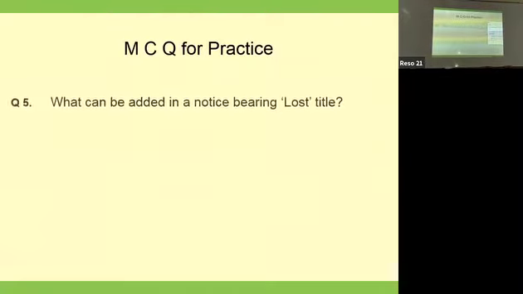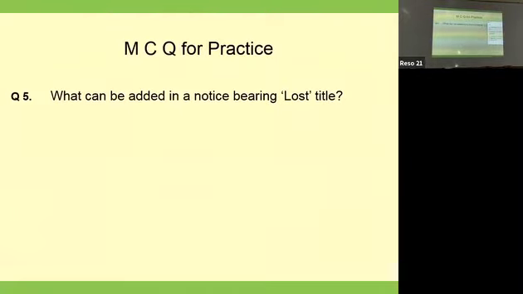Next. What can be added in a notice bearing lost and found? Lost title. Okay.